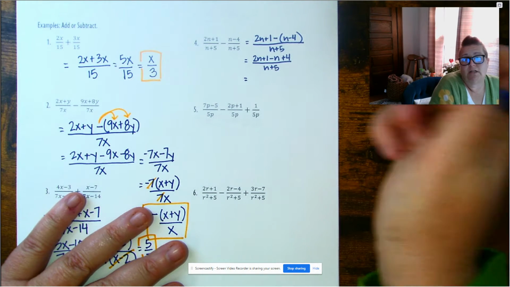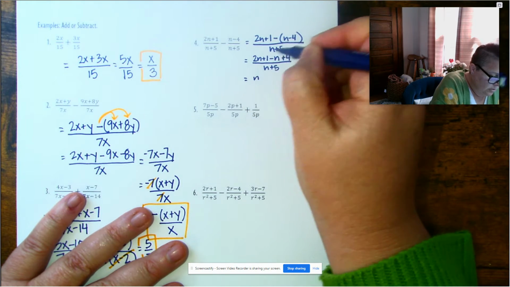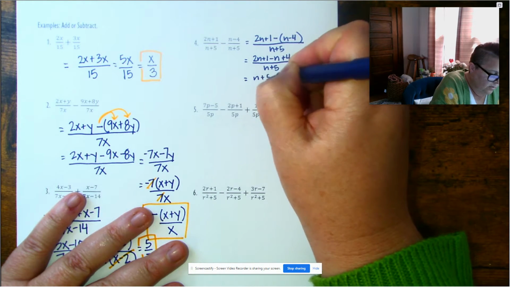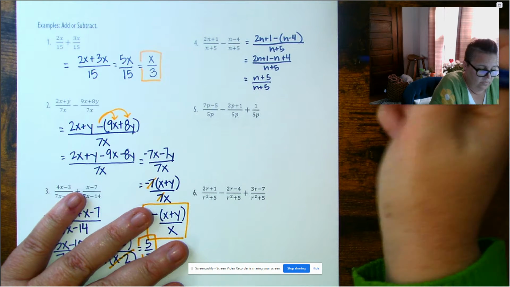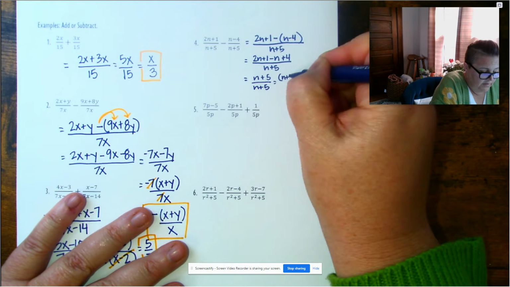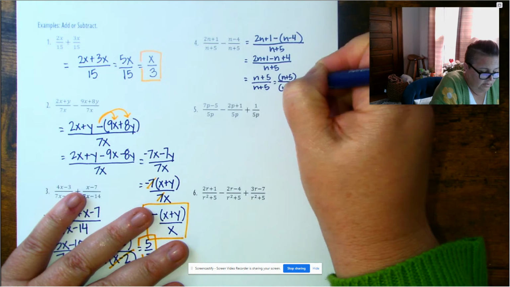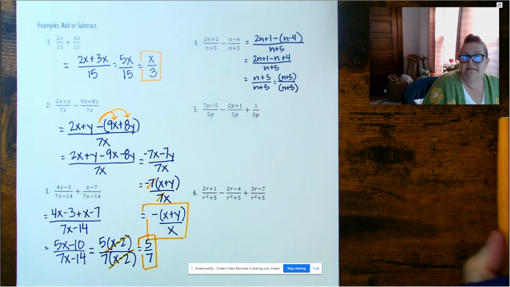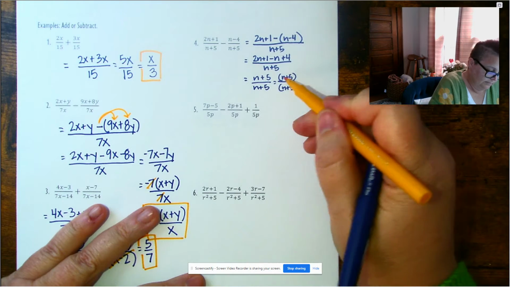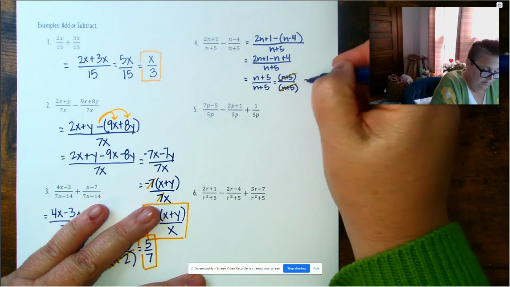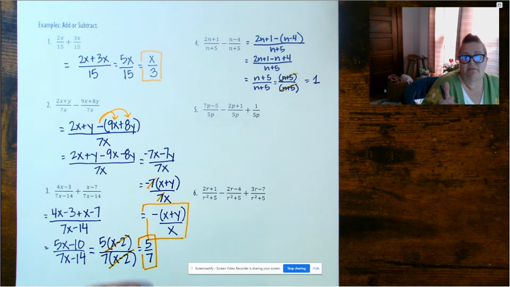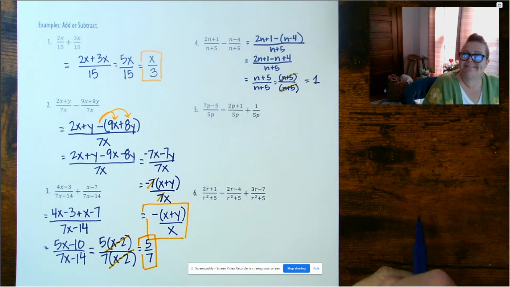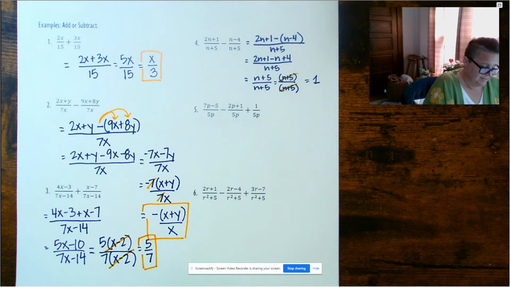I'm just learning to write smaller. 2n minus n is n. 1 plus 4 is 5 all over n plus 5. This is the same as n plus 5 over n plus 5. That's the same top and bottom. Ching, ching. This is just 1. Whatever all those numbers are, when I subtract them, no matter what I put in for n, I should get 1. Sweet. I like it when it sort of solidifies down to that nice, neat number.